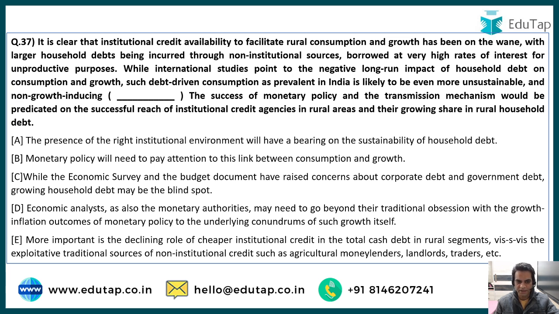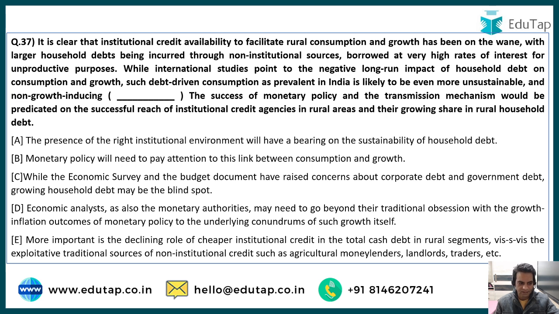Then let's read the further part. The success of monetary policy and the transmission mechanism would be predicated on the successful reach of institutional credit agencies in the rural areas and their growing share in the rural household debt. That's absolutely true. Now let's read the options, guys. A: The presence of the right institutional environment will have a bearing on the sustainability of the household debt. Maybe. B: Monetary policy will need to pay attention to this link between consumption and growth.